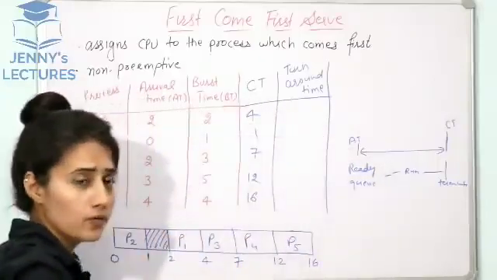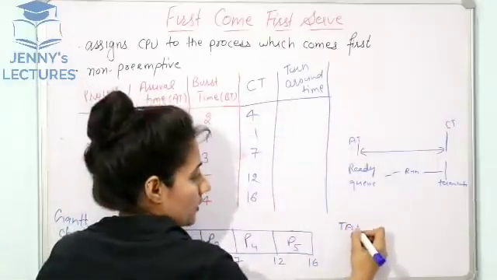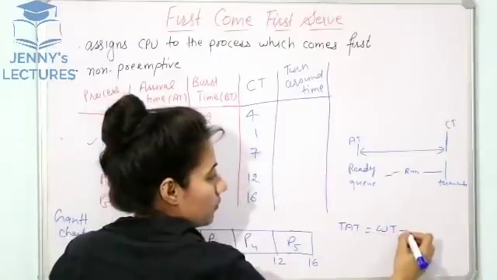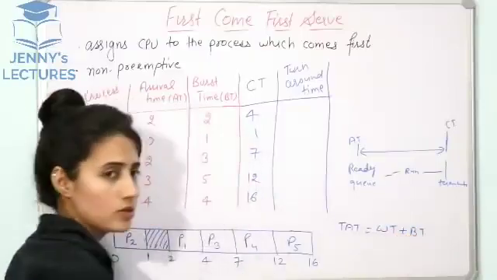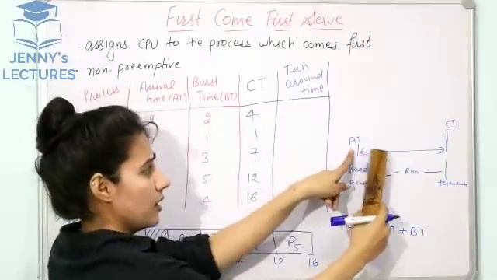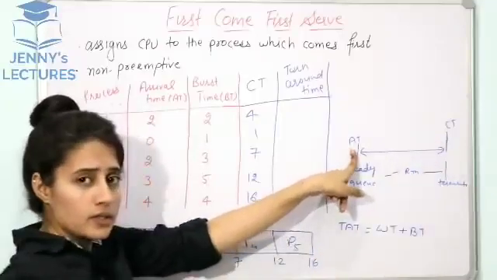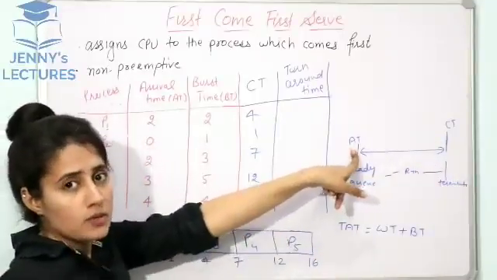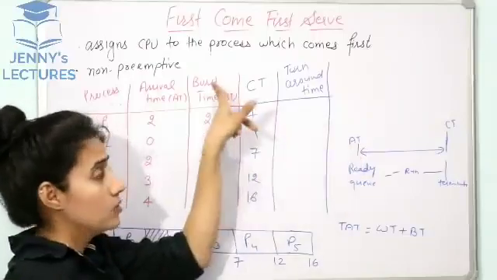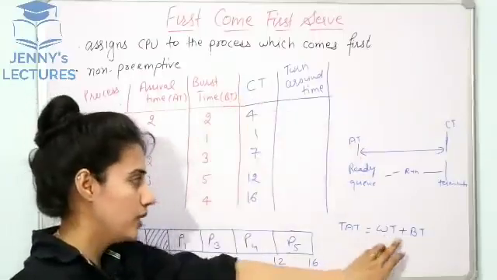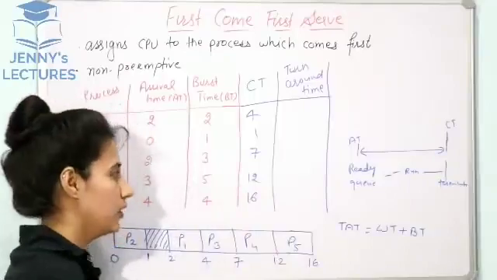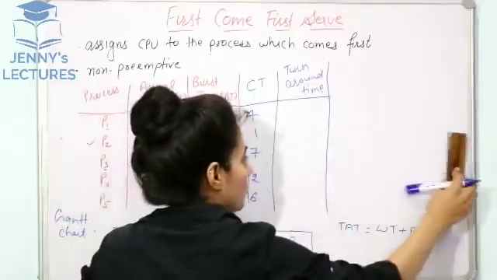Or in other words, turnaround time would be waiting time plus burst time, because after arrival and before completion, at some time the process was waiting, and at some time it was executing, its burst time. So it is a combination of both, waiting time plus burst time. Fine. Okay. Now check out the turnaround time.